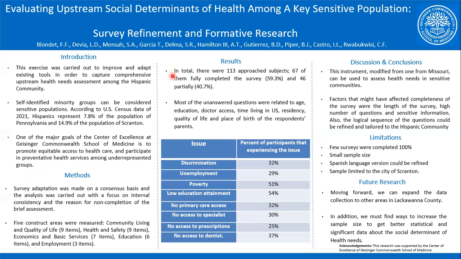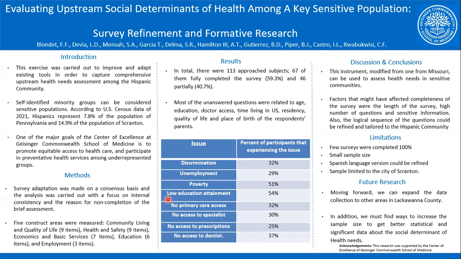Most of the unanswered questions were related to age, education, doctor access, time living in the US, residency, quality of life, and place of birth of the parents. The data extracted from the survey show the following social determinants of health present in this community. There is discrimination, because 32% of the participants have experienced discrimination for being Hispanic. Unemployment, because 29% of the participants have faced unemployment. Poverty, because 51% of the participants with households of 3 to 6 members make less than $25K a year.